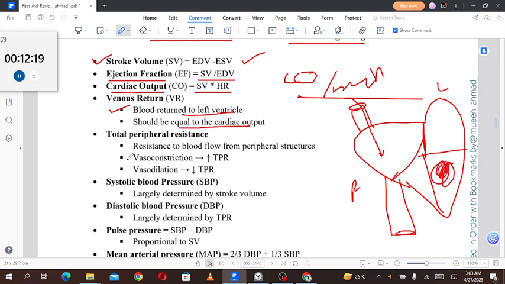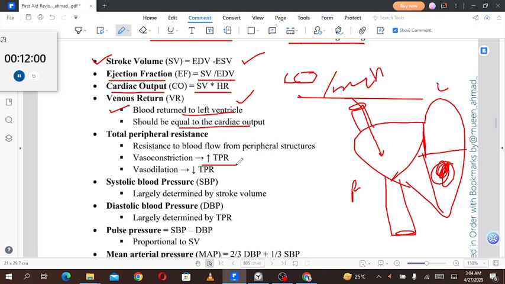So that is why they are defining the venous return in reference to the blood that is returned to the left ventricle, and it should be equal to the cardiac output. Whatever blood is returning back must be equal to whatever blood was pumped outside, right? Now, total peripheral resistance is the resistance to blood flow from the peripheral structures.